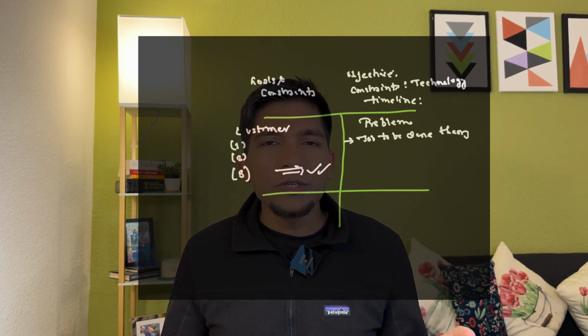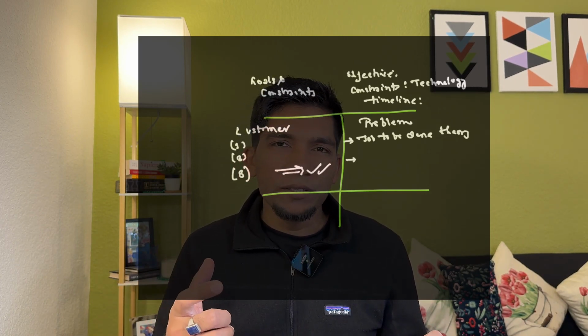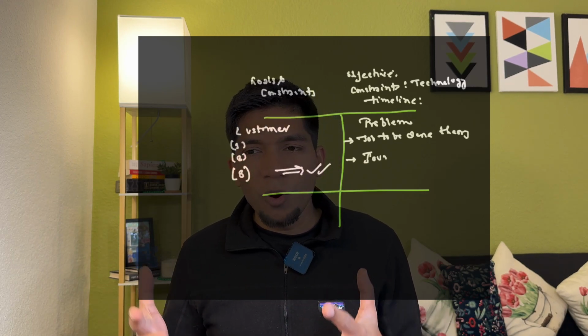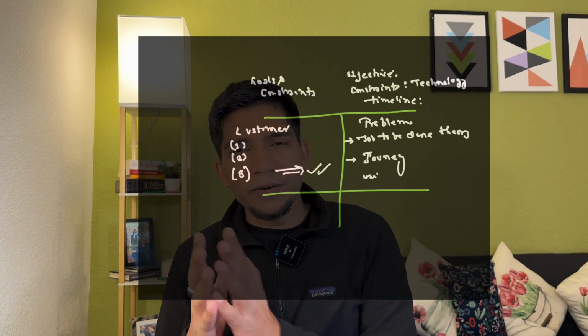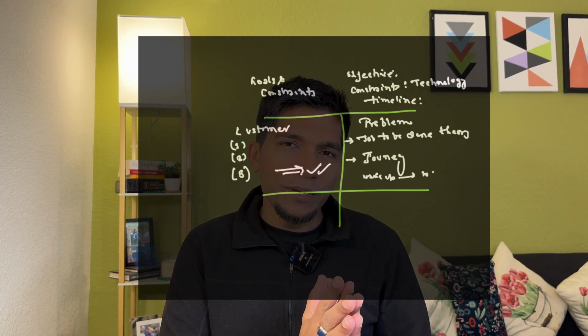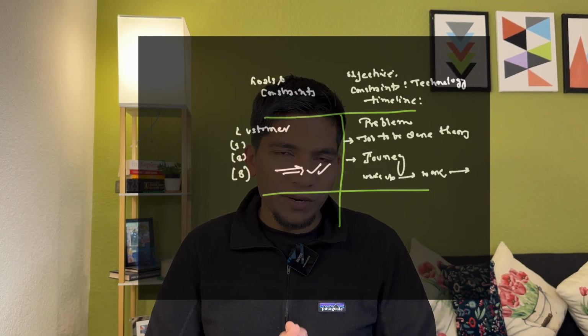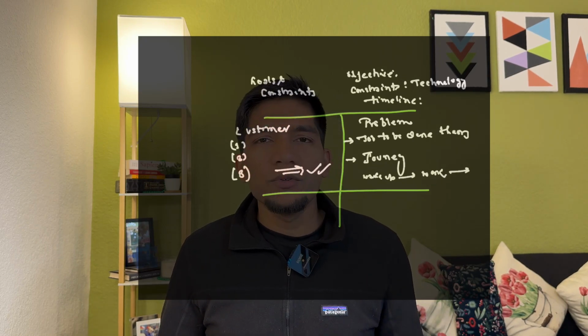You could plot a customer user journey, or use the job to be done theory, or just understand what the current products are and where they fail. Once that is done, you identify a problem that is specific to a customer segment. Then you go to the third and final piece, which is brainstorming solutions.